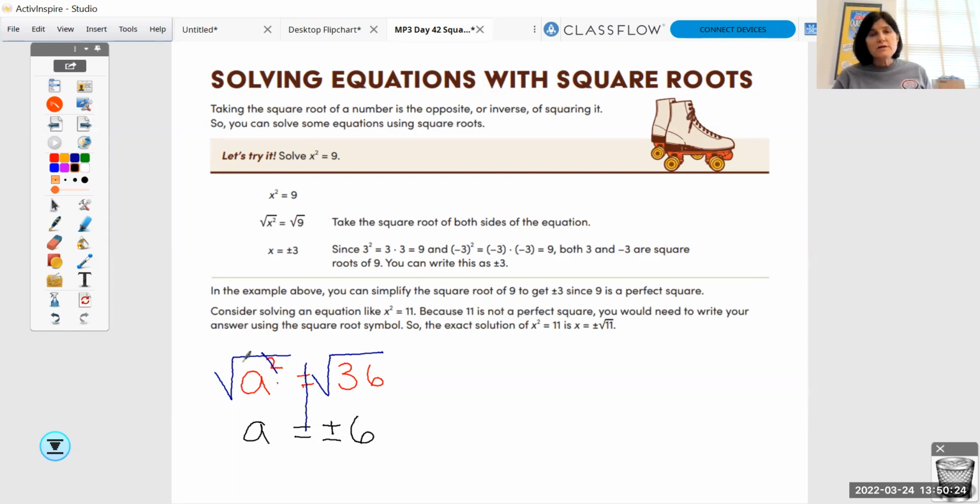Pretty good? So you do the opposite operation. If we look up here, x squared equals 9. They did the square root to get rid of the squared, square root of 9, and your answer was x equals ±3.